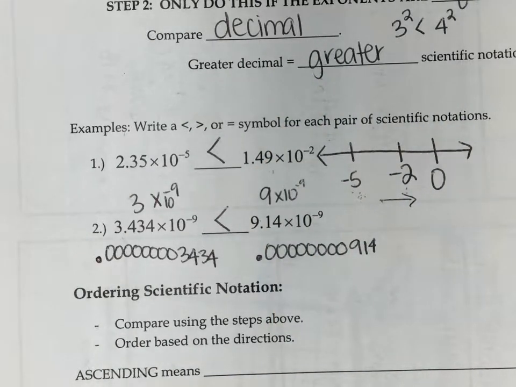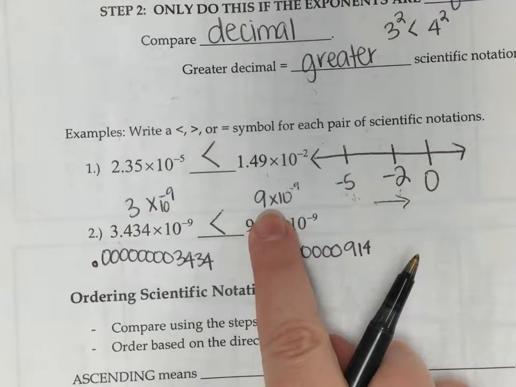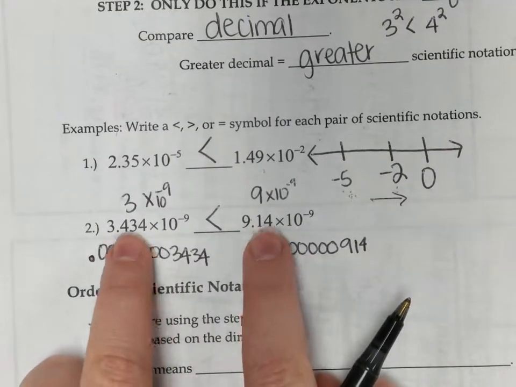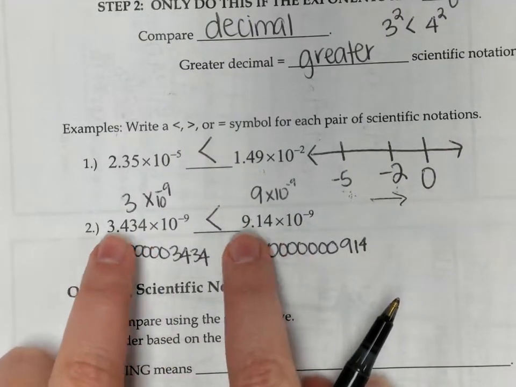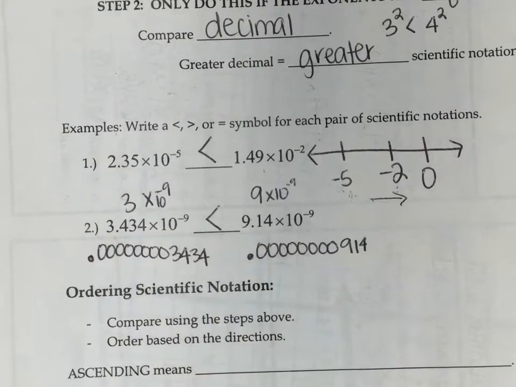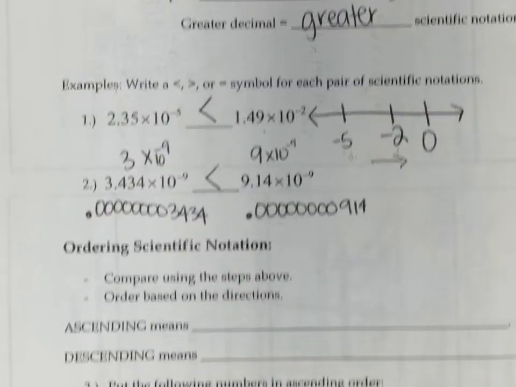Which one? It's still 9, right? Okay, so it's not about how many numbers are behind the decimal. It's about what the front number is. Okay? Okay, good. All right.